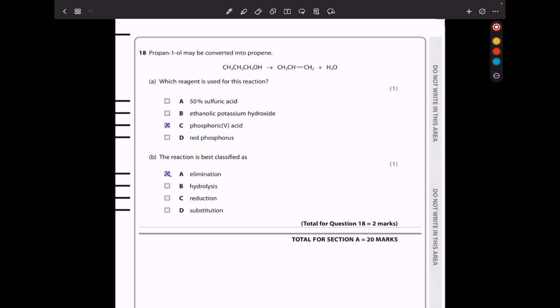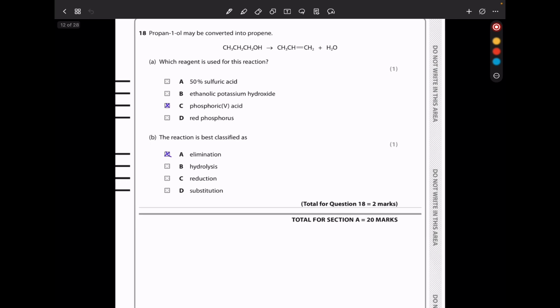In question 18, propan-1-ol may be converted into propene. This is the reaction. They say which reagent is used in this reaction. Here we use concentrated phosphoric acid. So the answer should be that. And then the reaction is best classified as elimination because a hydrogen is lost from here and an OH from here to form water. So the answer should be A here.